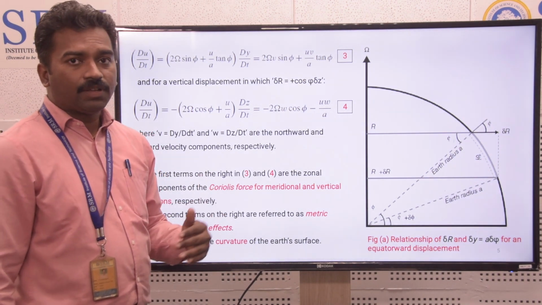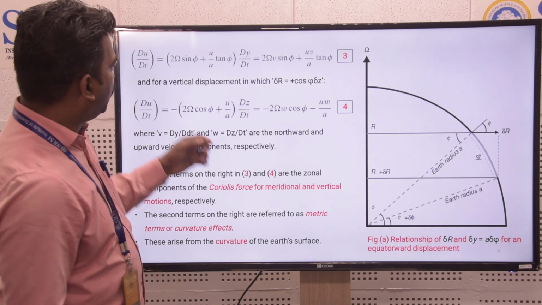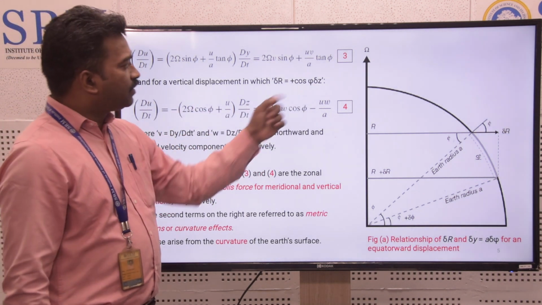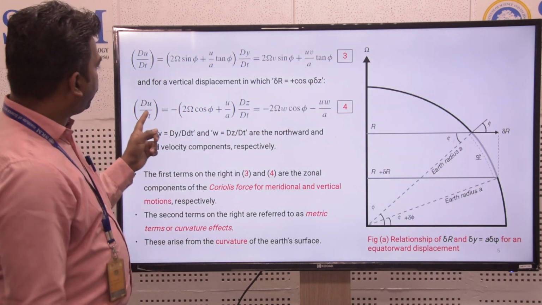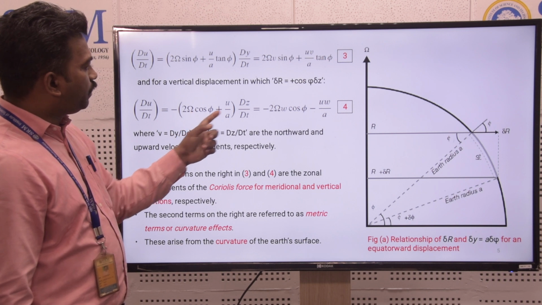Suppose the mass is being displaced vertically, then delta r is written as plus cos phi delta z. If that is the case, you can also find out du by dt, which is equal to minus 2 omega cos phi plus u by a.